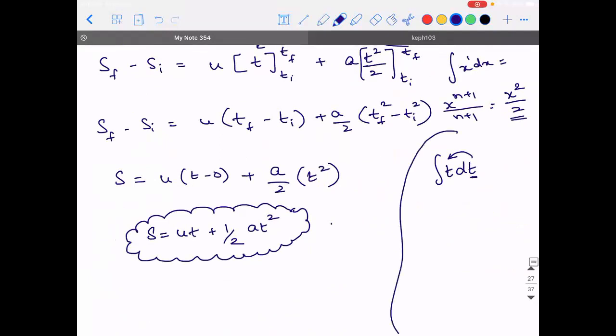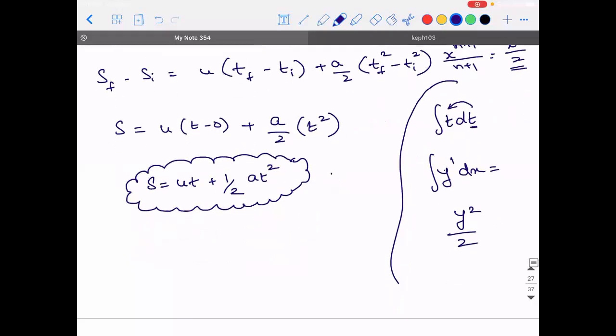See, for example, integral of a dx. Or else I will write something like this. Integral of y dx. What do you think is the answer? Y power 1. So apply the formula and tell me. Sir, y power n plus 1 by n plus 1. So it will be y square by 2, no? Yes, sir. Correct? But that is wrong.